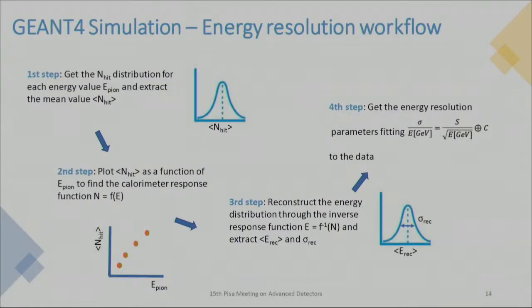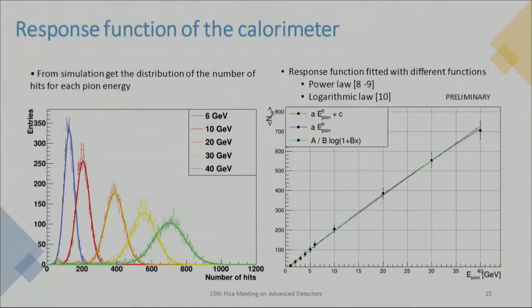So once we define the hit, we count the number of hits for each value of the pion energy, and from the distribution of the number of hits, we extract the mean value. Then we plot the number of hits as a function of the pion energy in order to find the calorimeter response function. And then from the inverse response function, we reconstruct the energy distribution in order to extract, again, the mean value and the sigma of the distribution. And then we get the energy resolution parameters by fitting a convolution of a stochastic term with a constant term to the simulated data.